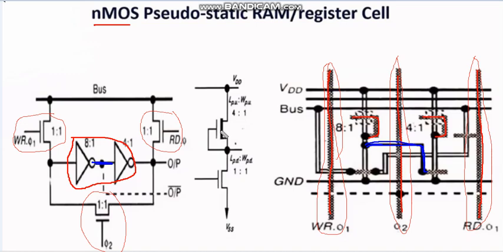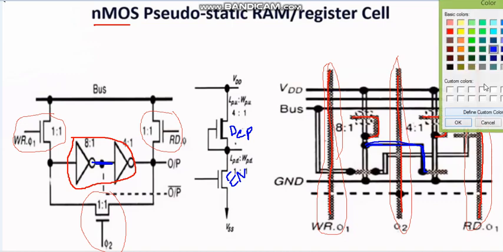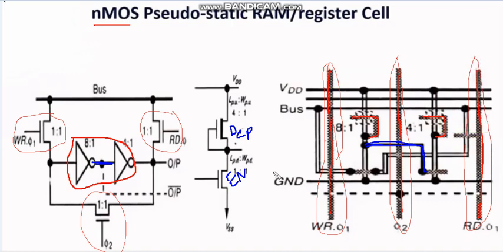Here it is a depletion mode, here is an enhancement mode. So depletion and enhancement mode is here, a back-to-back connection. So how the transistor is forming, of course we can make it here.